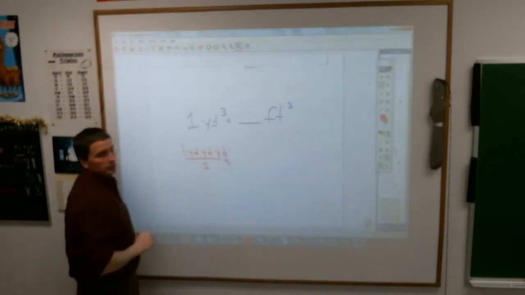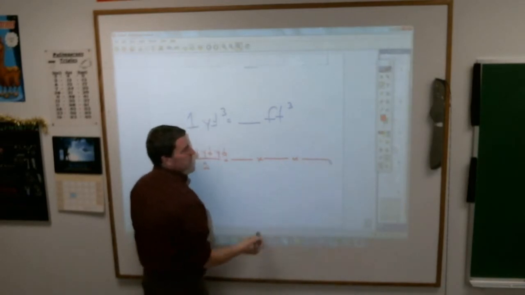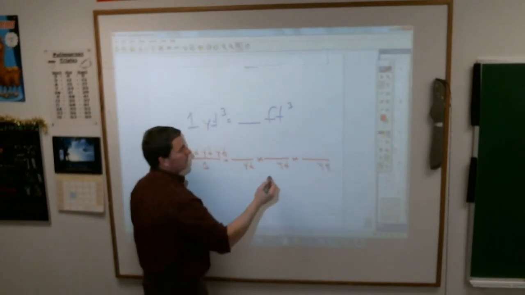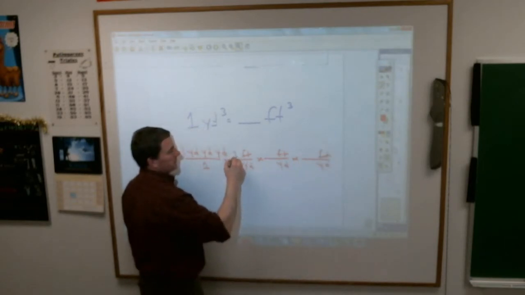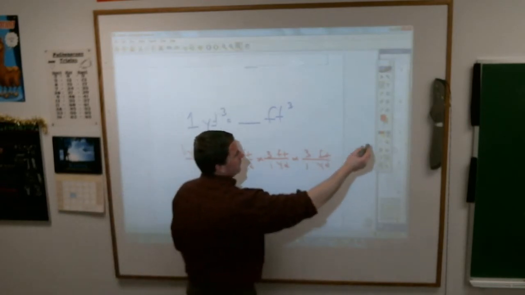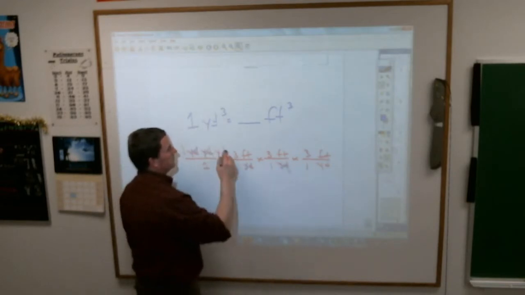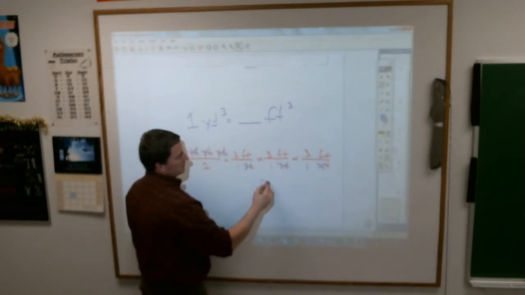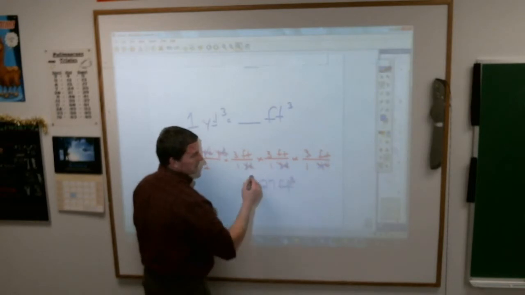And to cross all of those off, you need 3 identical unit multipliers that have yards on the bottom so that all those 3 labels cross off, and you have feet on top. They're still the same. It's still 3 feet in a yard. The labels cross off, yard with yard, yard with yard, yard with yard. 3 times 3 times 3 is 27 feet cubed.